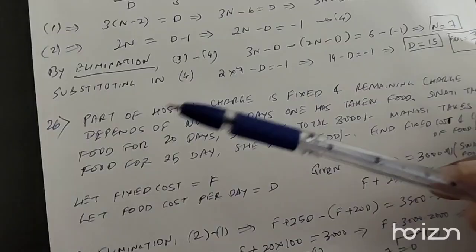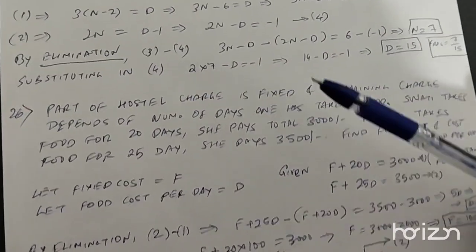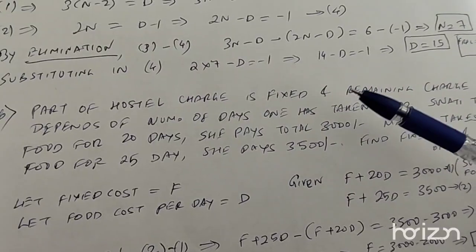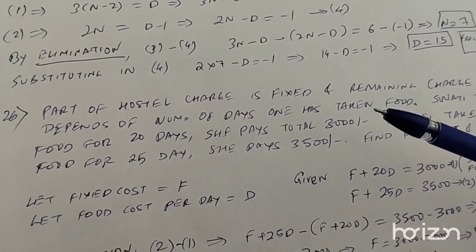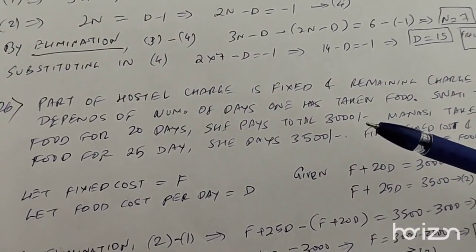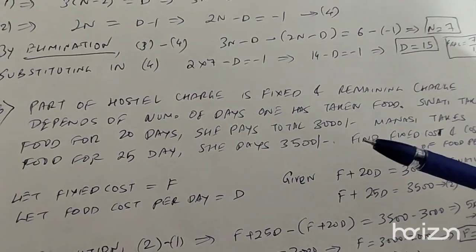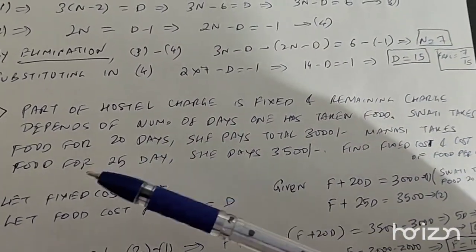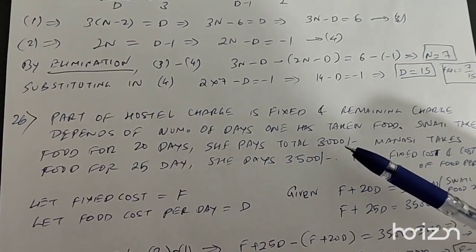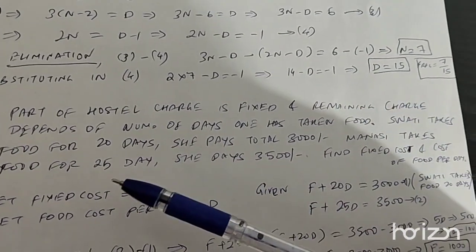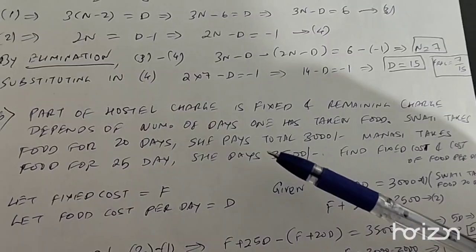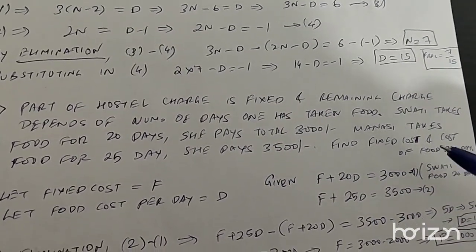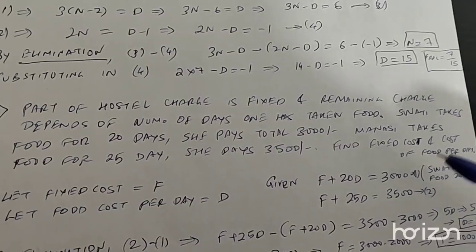Okay. Part of the hostel charges, that's the next question, is fixed, and the remaining charge depends on the number of days one has taken food. So basically in the hostel, you're charged a fixed charge for each month, and for the number of days you take the food in the hostel, you are charged for so many days. Okay, Swati took food for 20 days and she pays a total of 3,000, whereas Manasi took food for 25 days and she pays 3,500. So find the fixed cost and the cost of food per day.